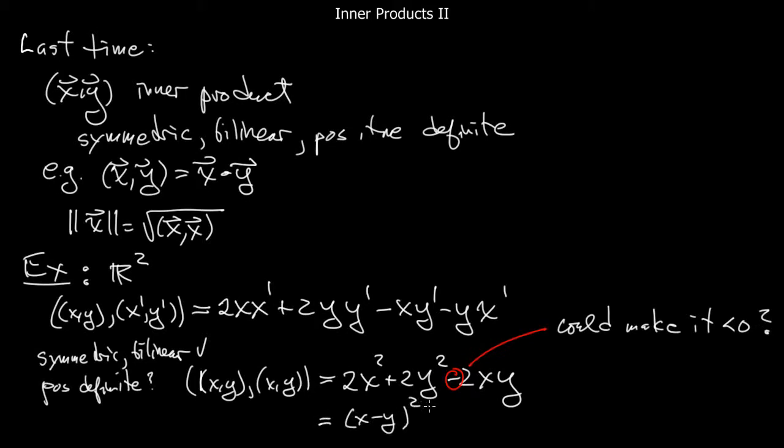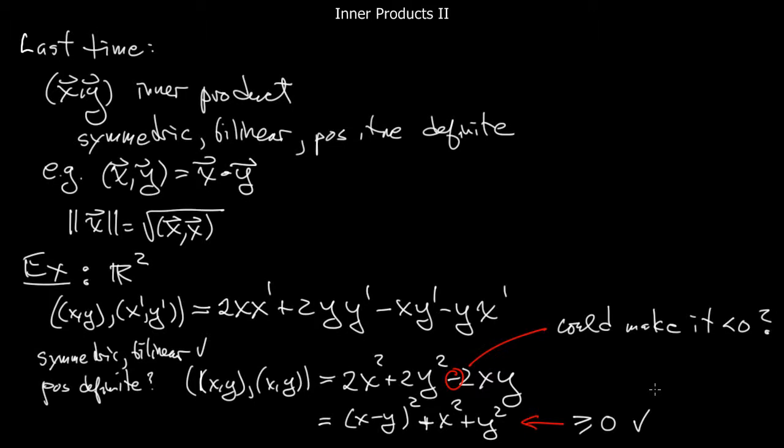There's an identity. You can rewrite this thing by completing the square as (x minus y) squared plus x squared plus y squared. Notice that when I write it this way, it's the sum of three squares. And so it's always non-negative. So in spite of the minus sign, this is a perfectly good inner product.